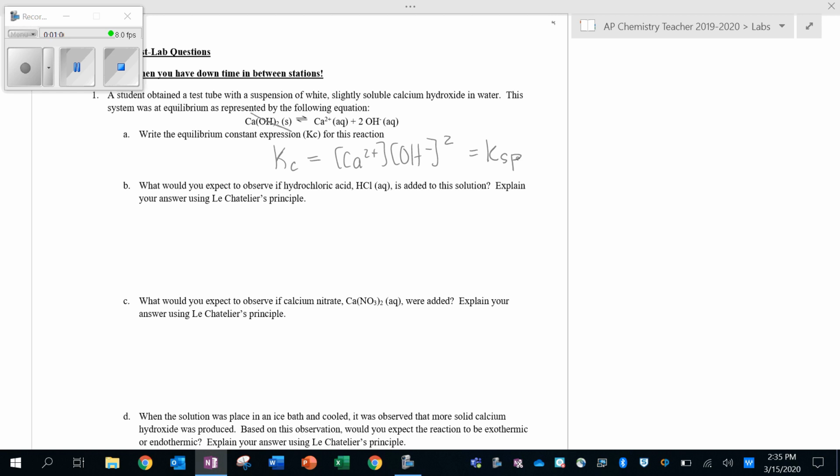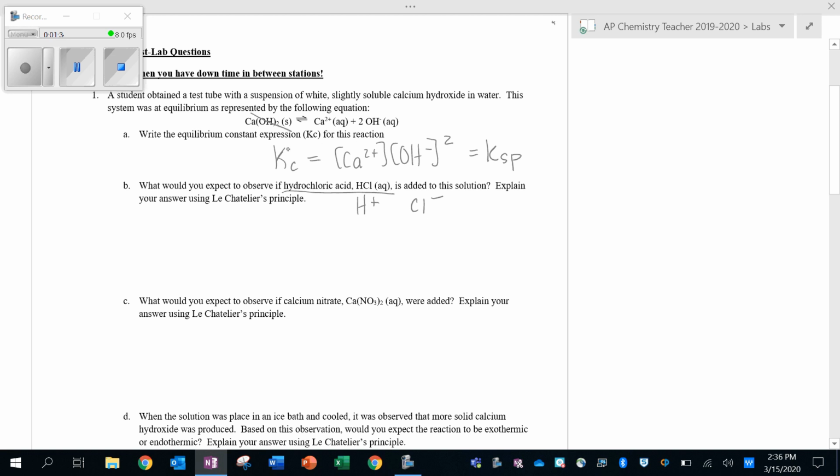What would you expect to observe if hydrochloric acid is added to this solution? So first you have to consider what form hydrochloric acid takes when it's in water. We know that soluble ionic compounds and acids will both dissociate to form ions when you place them in water. So really when we add HCl, we're adding H plus ions and Cl minus ions. We want to look up here at this reaction system. I don't see H plus or Cl minus as being part of my reaction.